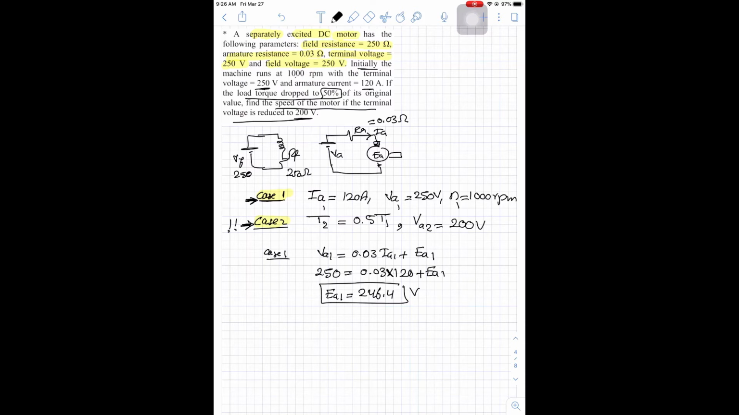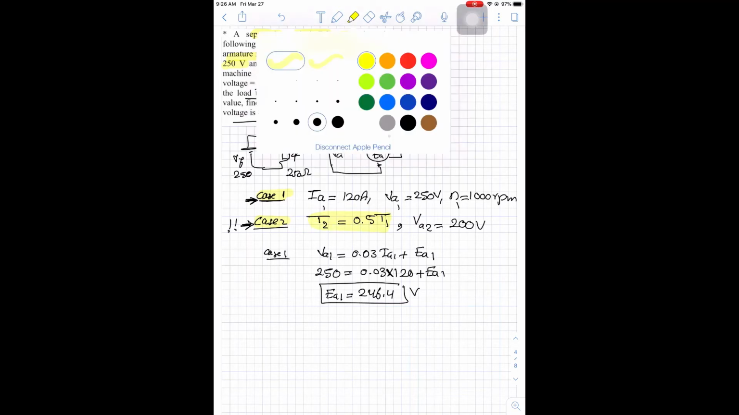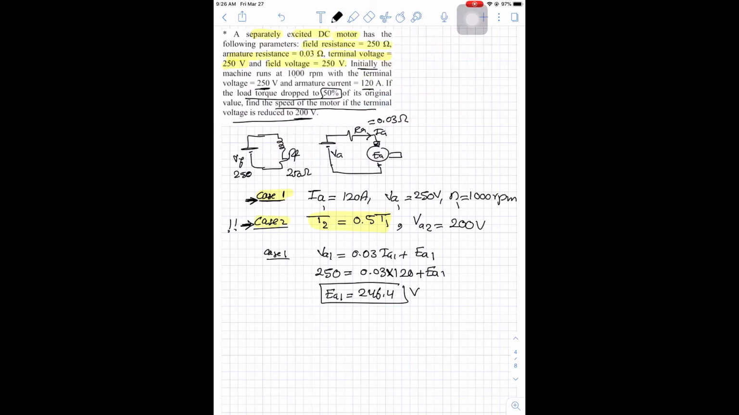Usually we don't need to calculate the torque, because usually the relation between the two torques is given, so we don't need to calculate each torque separately. As we can see, in case 1 we know IA1, we know VA1, we know N1, we know EA1. Also we can calculate I field 1. The voltage here is 250, the resistance is 250. So IF1 is 250 divided by 250 equal 1 ampere.